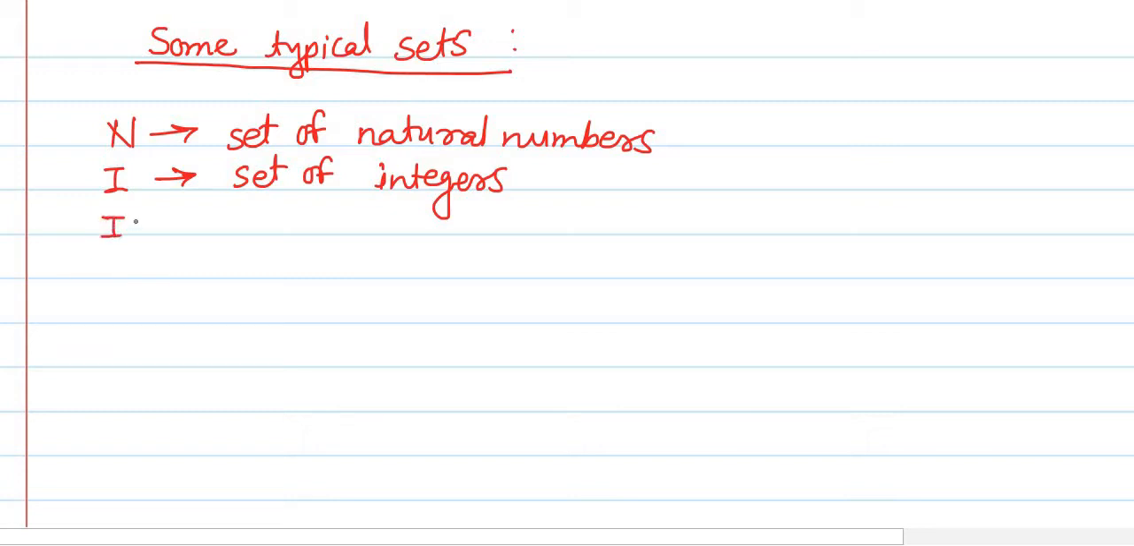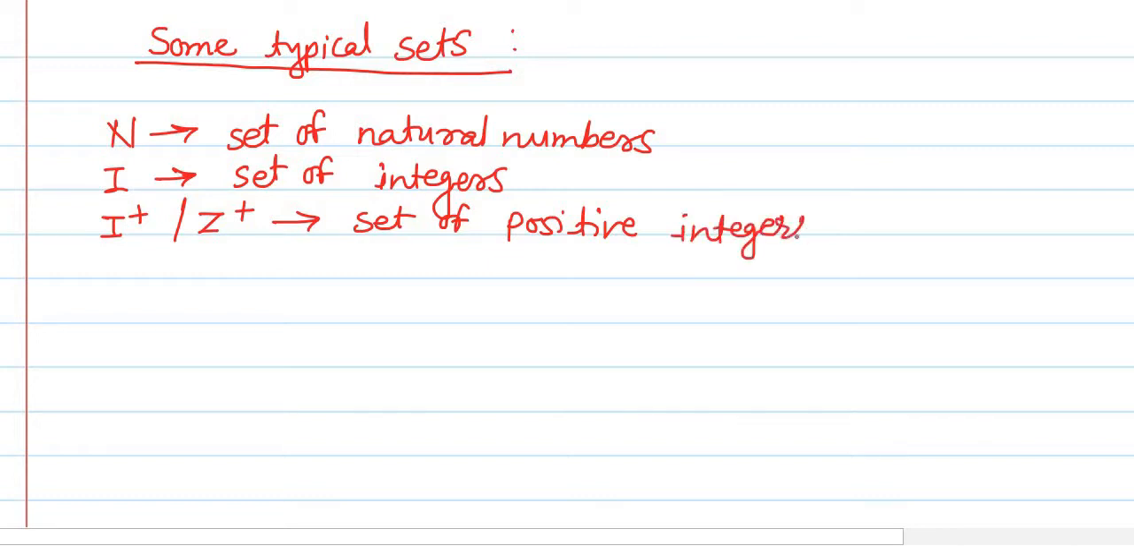Next one, the set of positive integers we denote by I plus or by Z plus. Next one, the set of negative integers is denoted by I minus or Z minus.